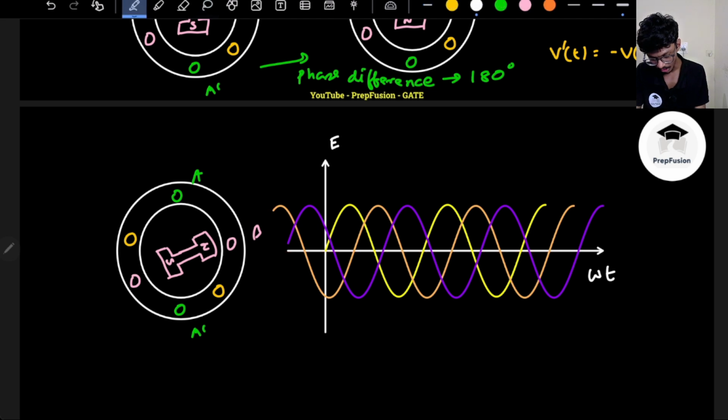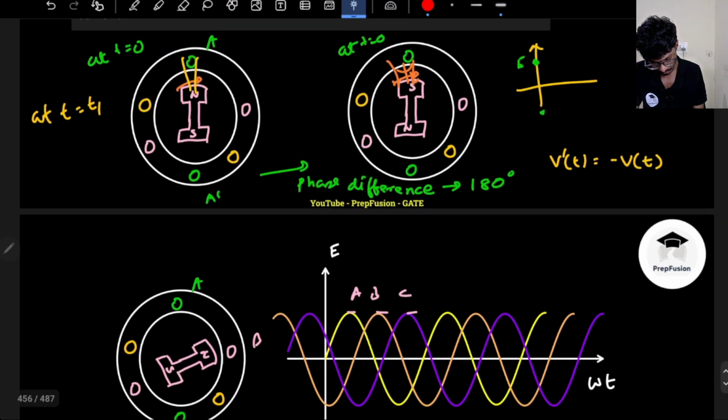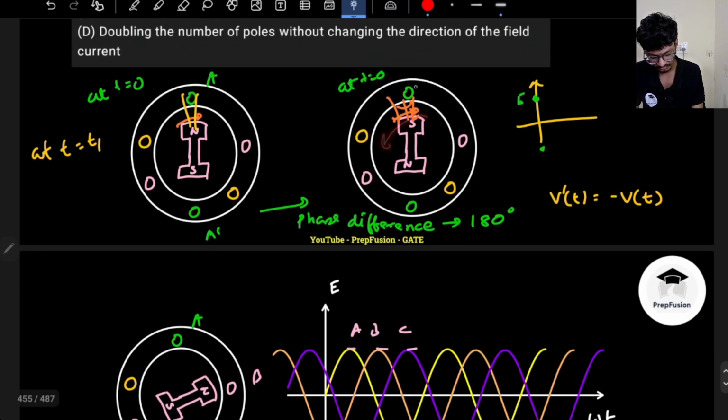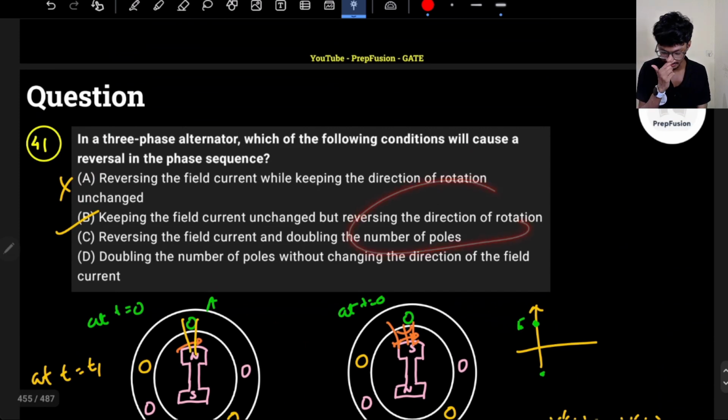So how is phase sequence determined? Phase sequence is determined by the peak. So whose peak comes first? Here A, B, C, so here also A, B, then C. But if I rotate anti-clockwise, first A will come, then C will come, then B will come. So that's why the phase sequence changes. If I reverse the direction of rotation, the phase sequence will change.